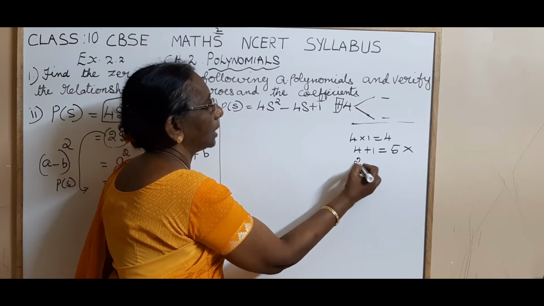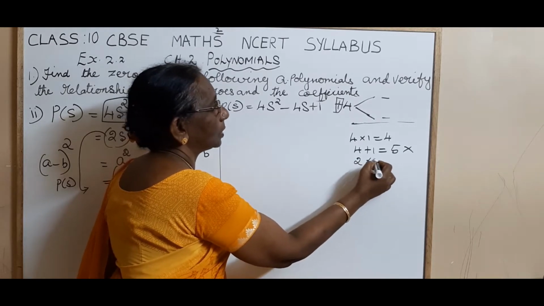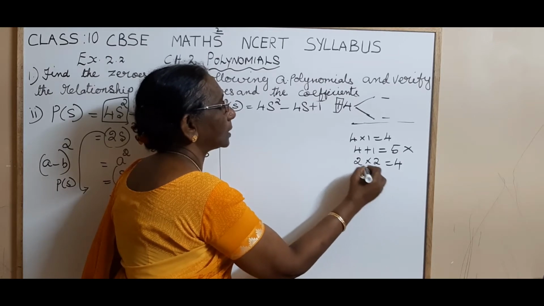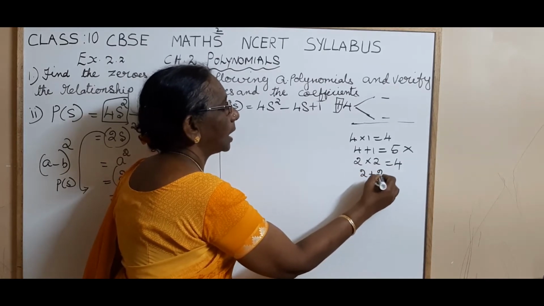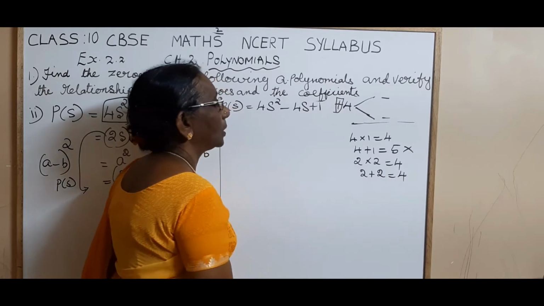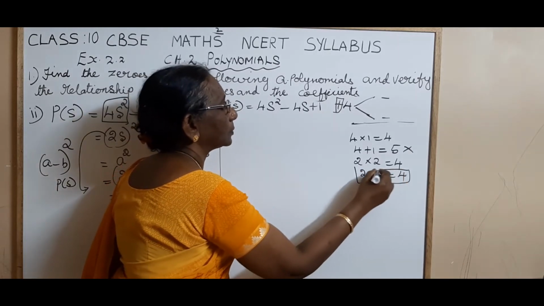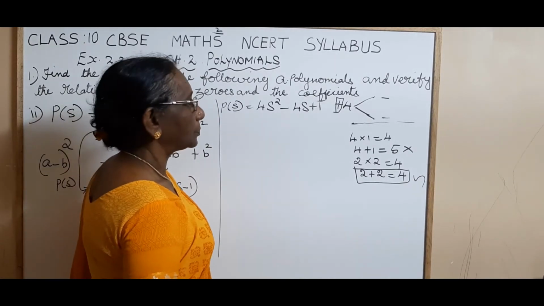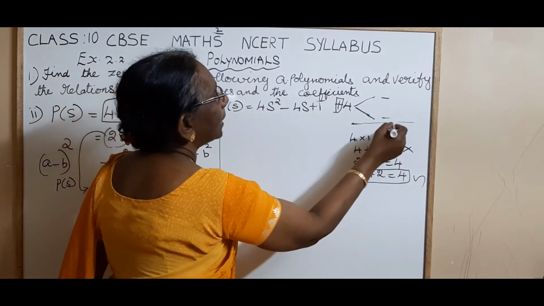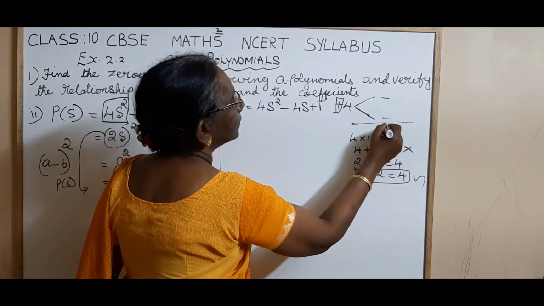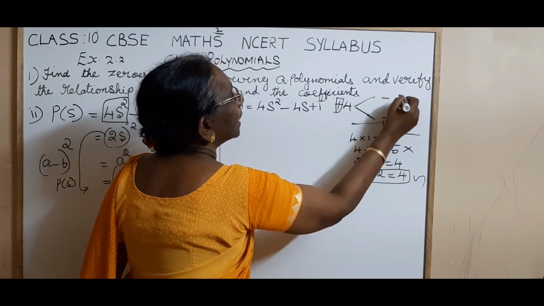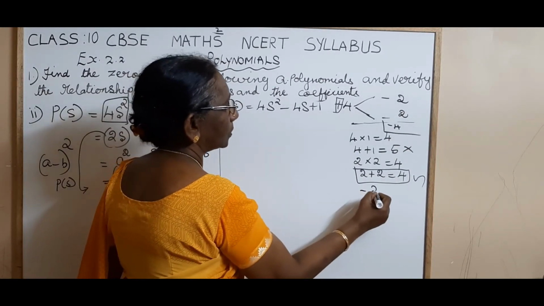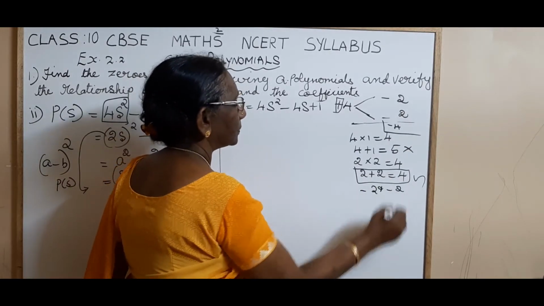It comes in the 2 table. Next factor is 2. 2 into 2 is 4. So now you add these two parts, 2 and 2, and you are getting 4. So these are the parts we are going to take. When you add, you have to get minus 4. So minus 2 and minus 2 are the two parts. Minus 2 and minus 2.